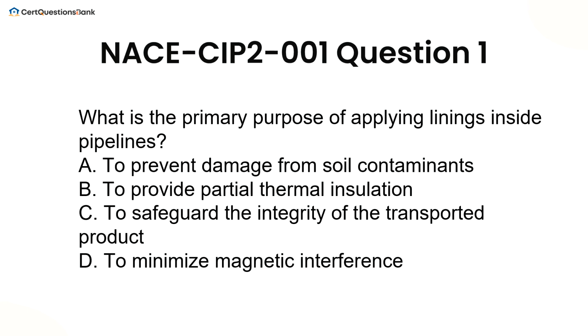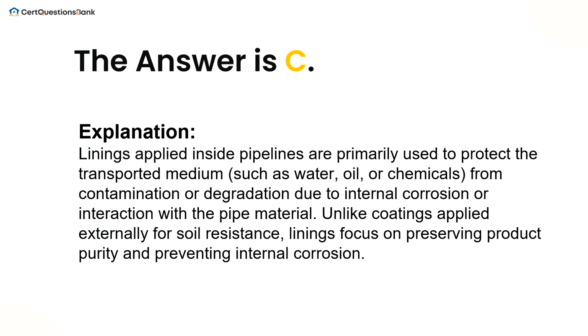What is the primary purpose of applying linings inside pipelines? A. To prevent damage from soil contaminants. B. To provide partial thermal insulation. C. To safeguard the integrity of the transported product. D. To minimize magnetic interference. The answer is C.